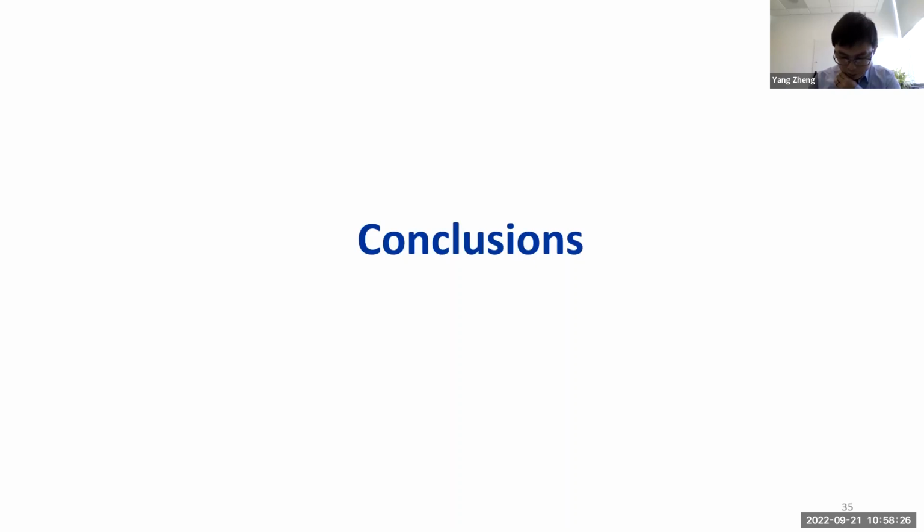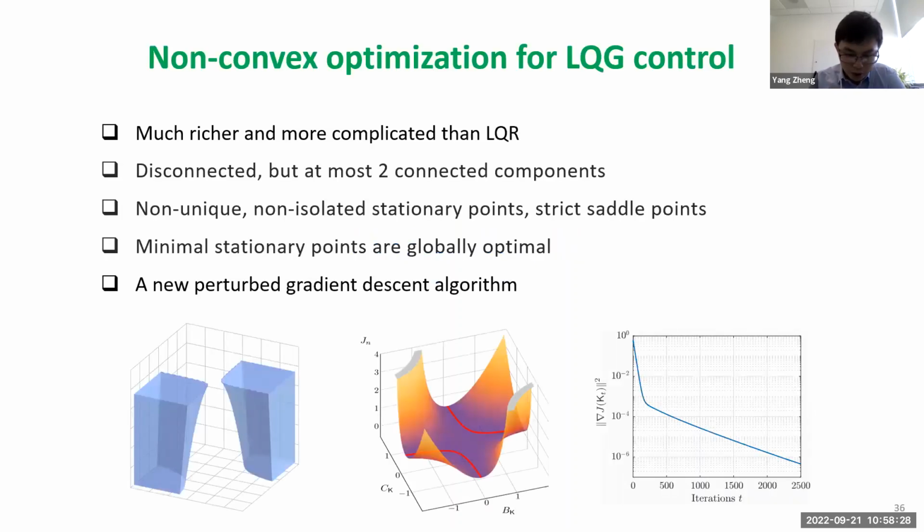Okay, great. Now the conclusion. So we looked at the non-convex optimization for LQG control, and we show that these landscapes are much richer and much more complicated than LQR. The feasible region can be disconnected, but has at most 2 connected components. We also show the minimal stationary points are globally optimal, and we show a new perturbed gradient descent algorithm to escape some class of high order saddle points.